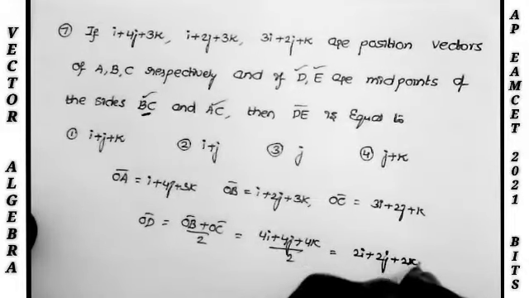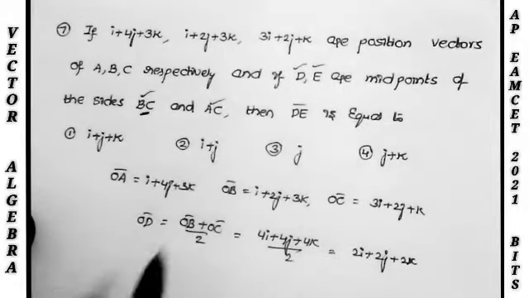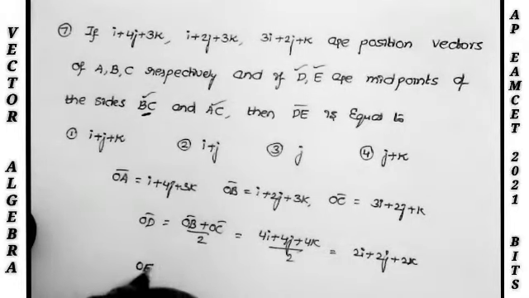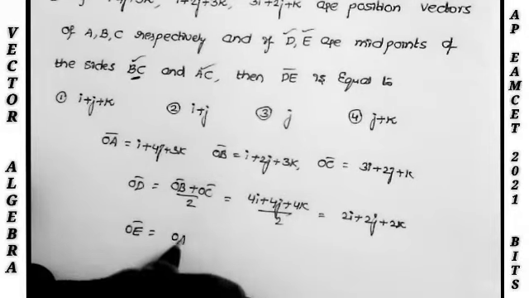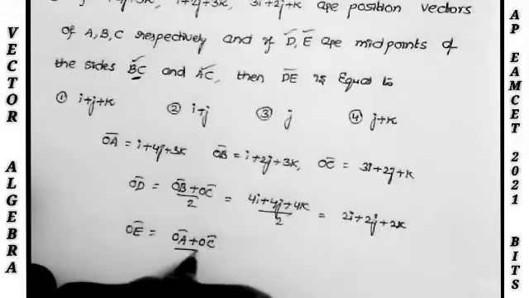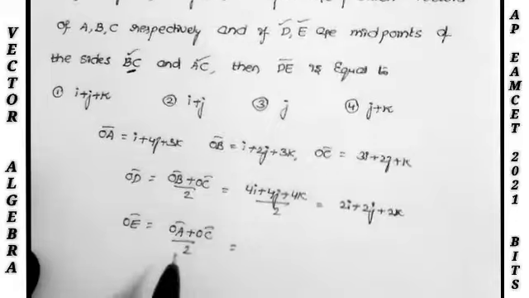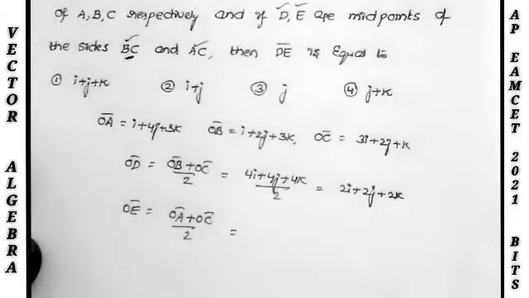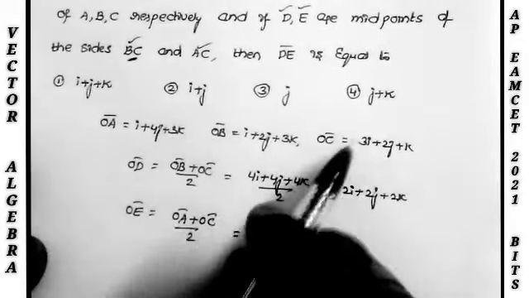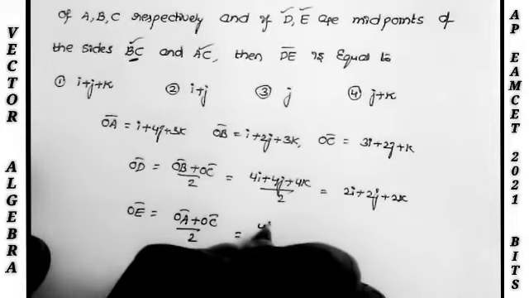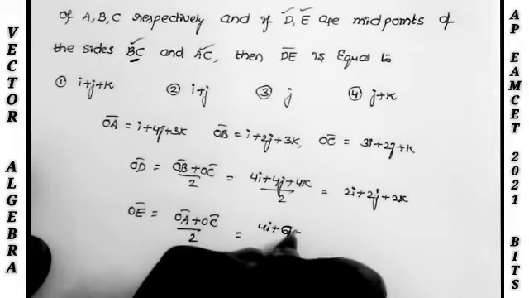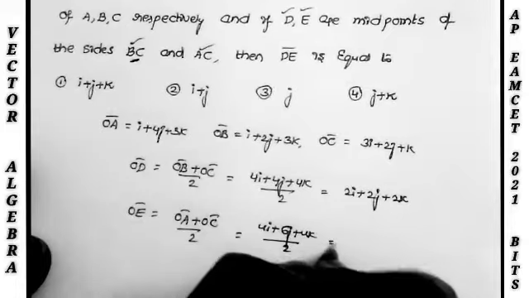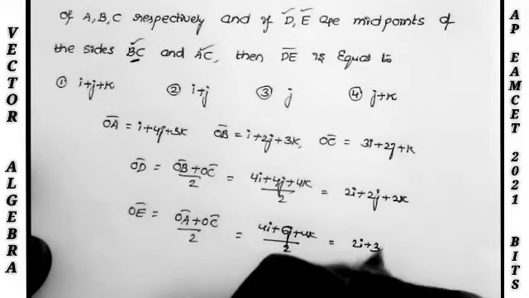And the next one, E is the midpoint of AC, that is OE bar is equal to the midpoint of AC, which means (OA bar plus OC bar) by 2. What are the values of OA and OC given here? Adding these two values, 3i plus i, 4i plus 6j plus 4k, by 2, and this is equal to 2i plus 3j plus 2k.